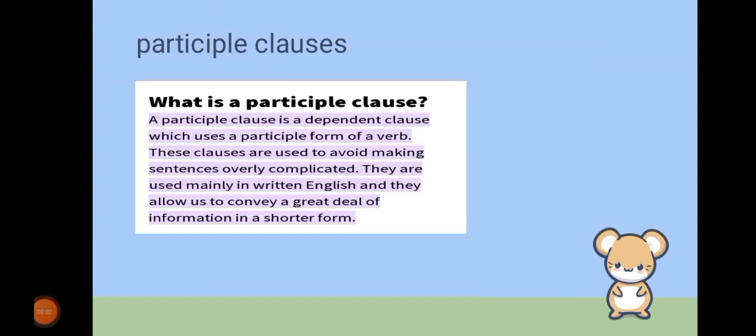Participle clauses. What is a participle clause? A participle clause is a dependent clause which uses a participle form of a verb. These clauses are used to avoid making sentences overly complicated. They are used mainly in written English and they allow us to convey a great deal of information in a shorter form.